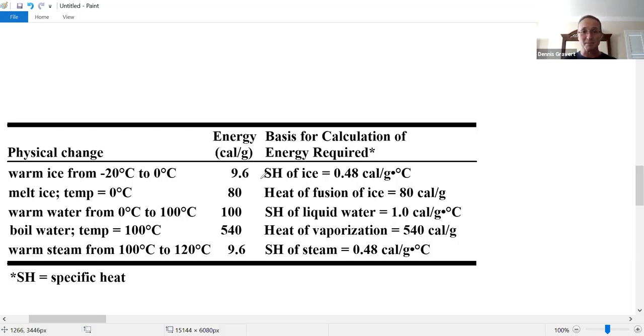So if you want some numbers here, if you're trying to warm up ice, so you're not changing the state, it's ice at minus 20, still ice at zero, you need the specific heat of ice, which happens to be 0.48 with some crazy units. Why? Because the equation is this one.